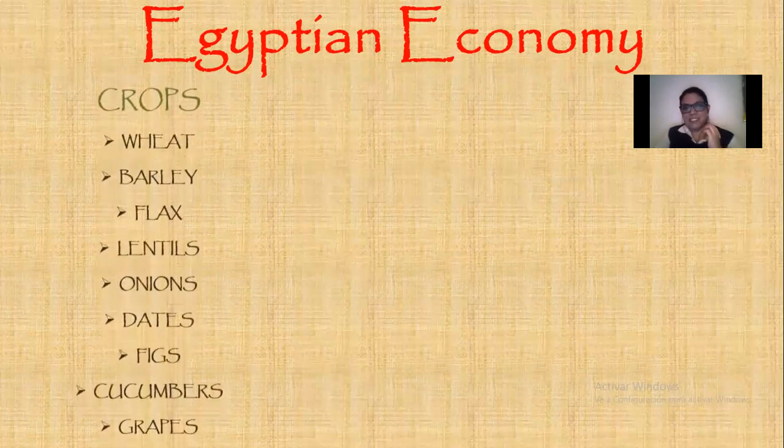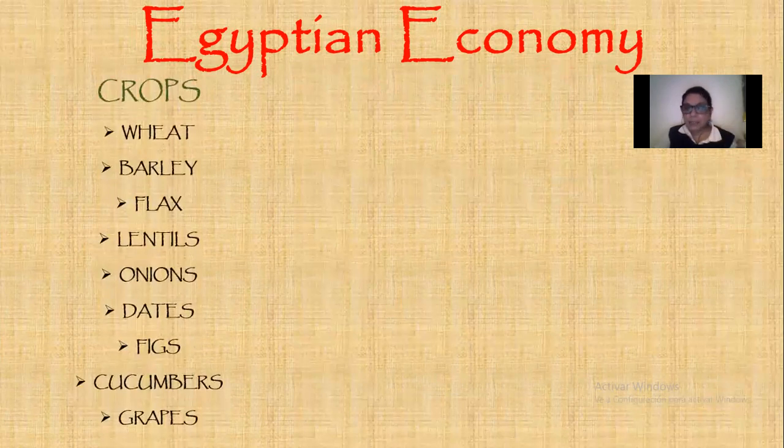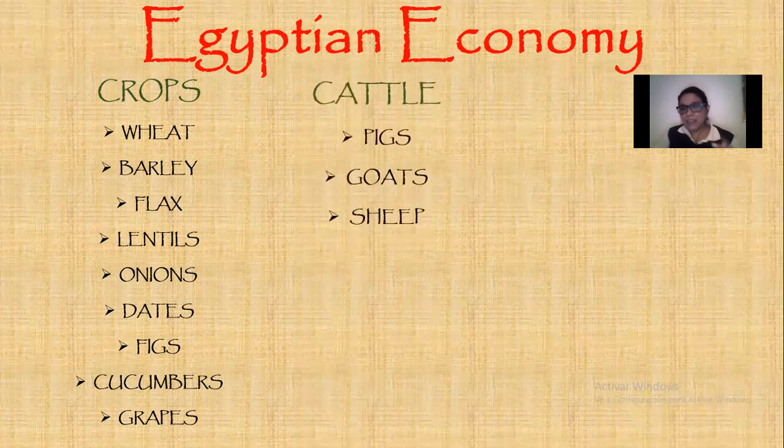The Egyptian economy. They grew many products, such as crops like wheat, barley, flax, lentils, onions, dates, figs, cucumbers, and grapes. All food. Cattle like pigs, goats, and sheep. They resisted the heat and the weather conditions.